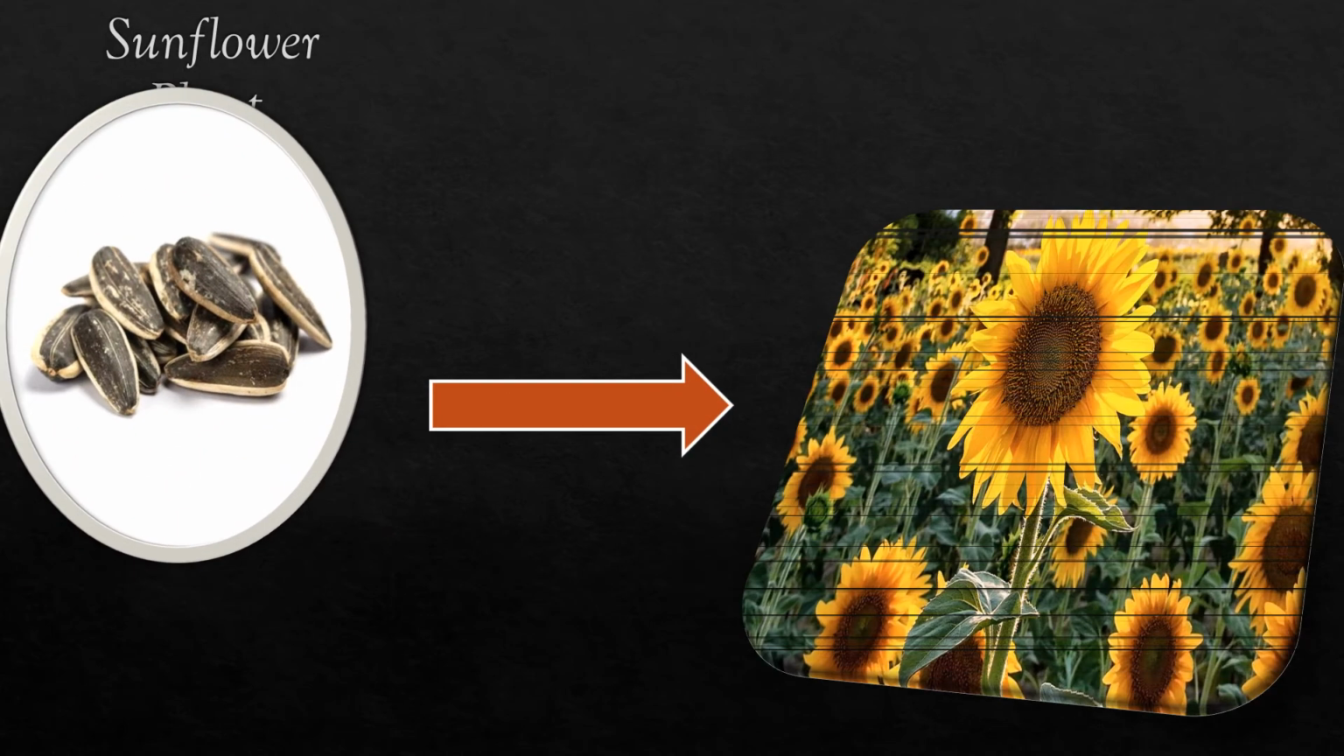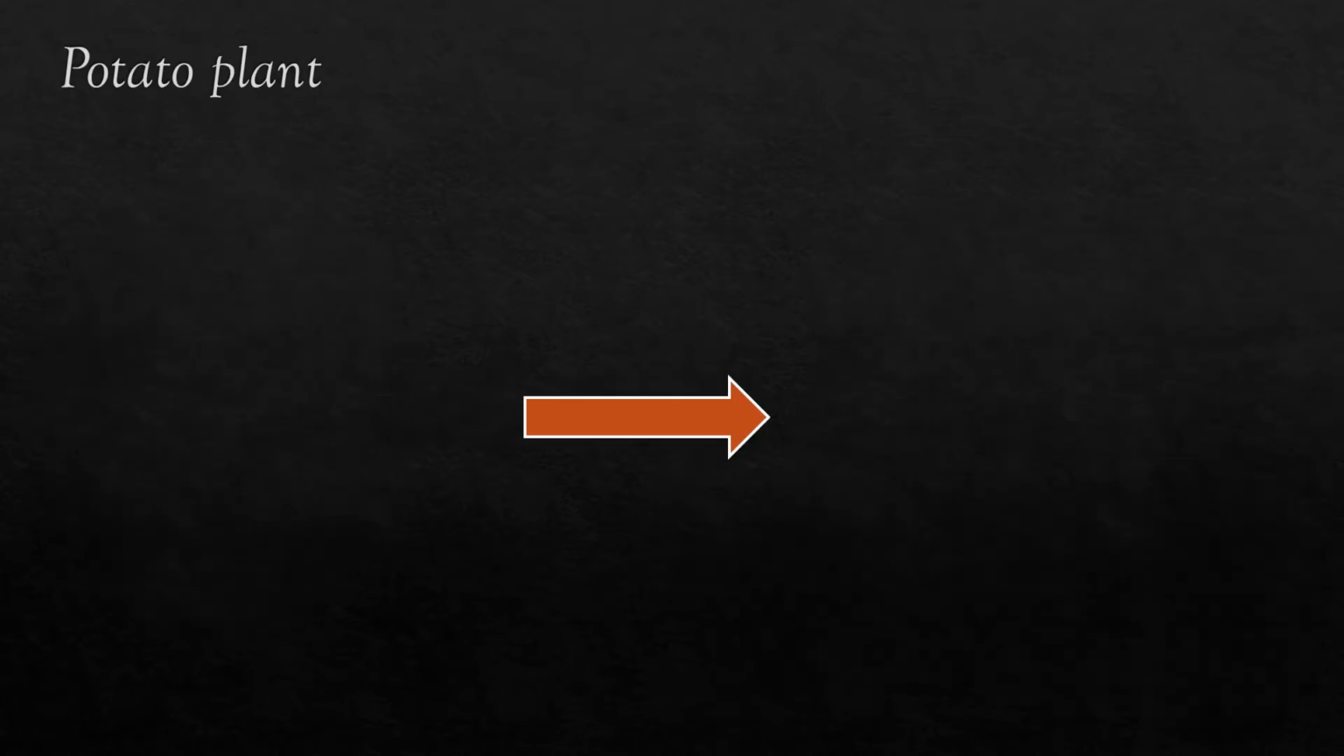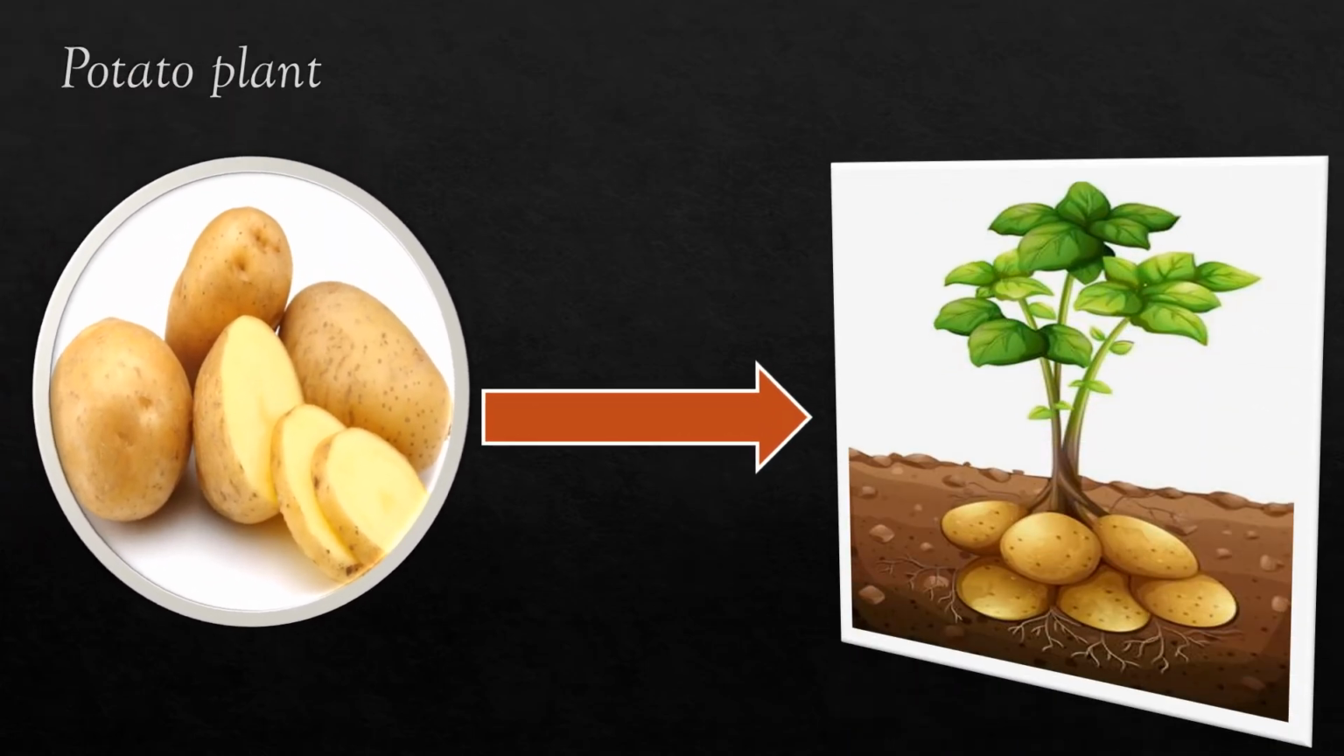Now let's talk about the sunflower plant. So let's discuss it. Students, from the sunflower we are getting the seeds that are called sunflower seeds. For growing a sunflower plant, we need sunflower seeds which we are getting from the sunflower plant. And later it will grow into a big plant.